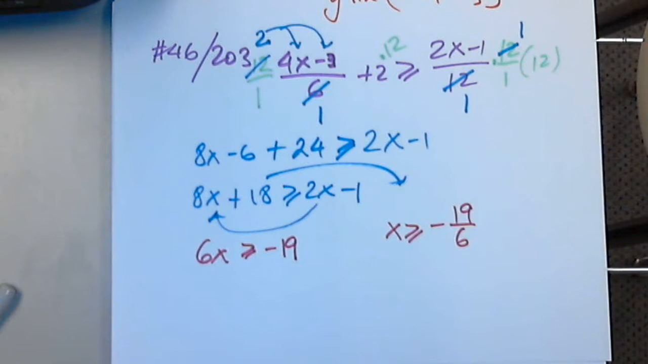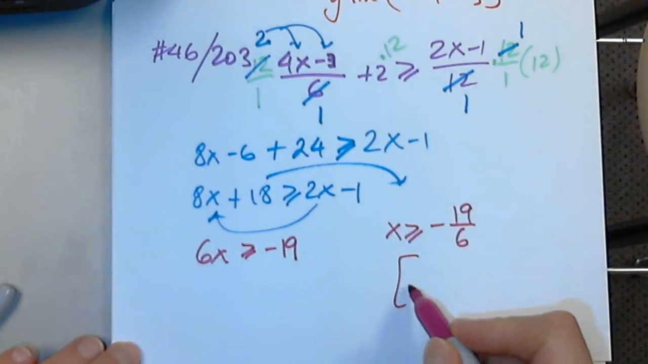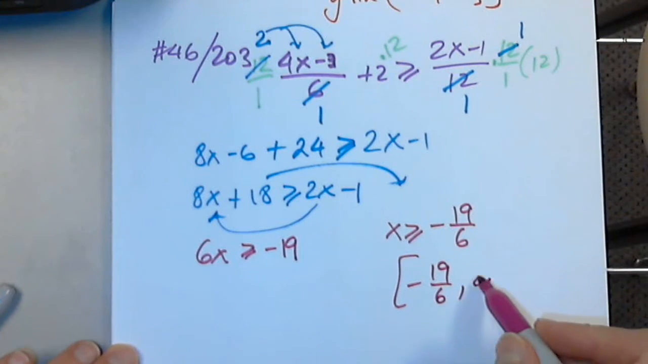In interval notation, how do I write the answer in interval notation? Bracket, correct? Negative 19/6, infinity, parenthesis.